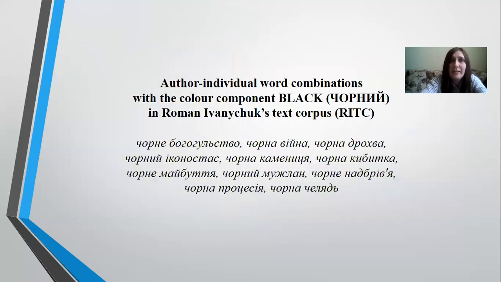It is worth noting that in the corpus-based approach, values of relative frequency and statistical association measures also allow revealing individual word combinations of the Roman Ivanychuk text corpus, such as чорне богохульство, чорна війна, чорна дрохва, чорний іконостас, чорна каменниця, чорна кибитка, чорне майбуття, чорний мужлан, чорне надбрів'я, чорна процесія, чорна челядь. These individual word combinations are used only in the Roman Ivanychuk corpus. In the prose fiction text corpus, these word combinations aren't revealed.